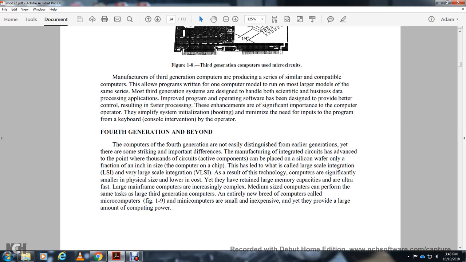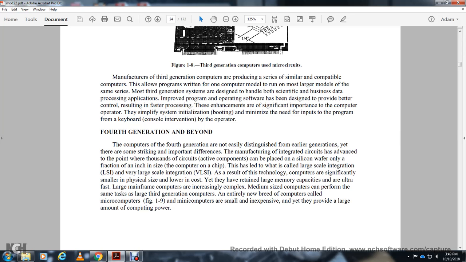The fourth generation and beyond. Computers of the fourth generation are not easily distinguished from earlier generations, but there are some important differences. Manufacturing of integrated circuits advanced to the point where thousands of active circuit components can be placed on a silicon wafer only a fraction of an inch in size, a computer on a chip. This technology, called large scale integration, LSI, and very large scale integration, VLSI, resulted in computers with significantly smaller physical size. Altogether, they retain the larger memory capacity of the large mainframe computers, with increased complexity.